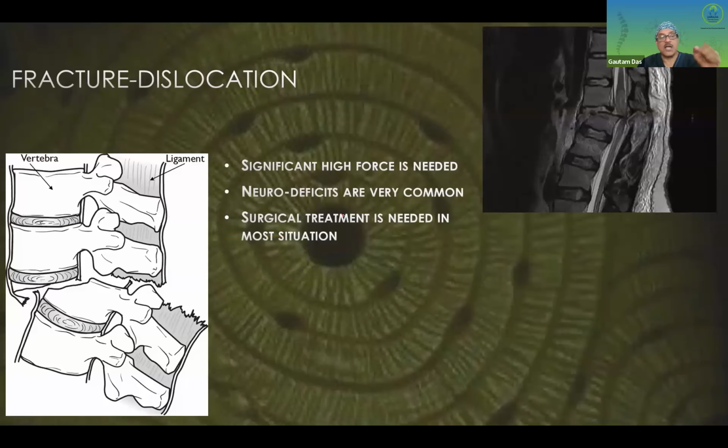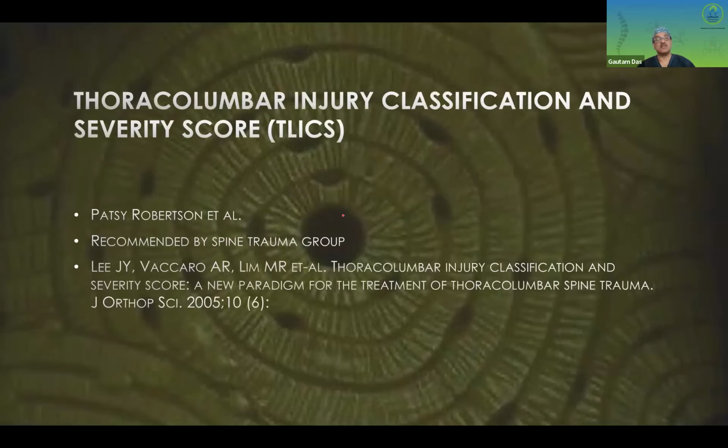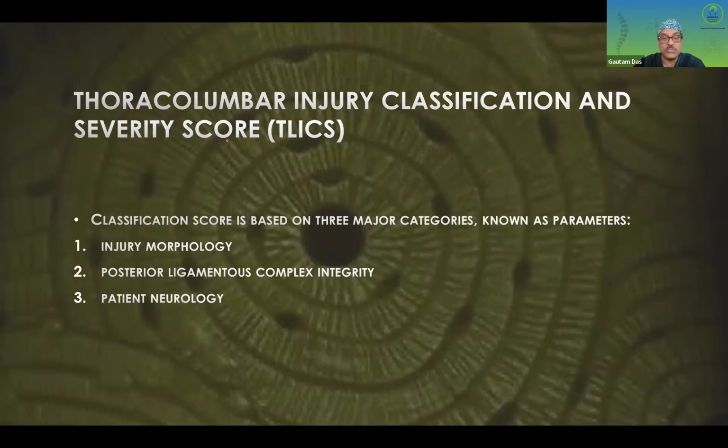And the other kind is your fracture along with dislocation. For posterior column fracture, mostly, as mentioned, surgery is needed. Now, whether surgery is needed or not, there are different options. One very important way to understand this, particularly important for pain physicians, is to go through the thoracolumbar injury classification and severity score, also known as TLICS scoring. These were the publications when it was suggested.